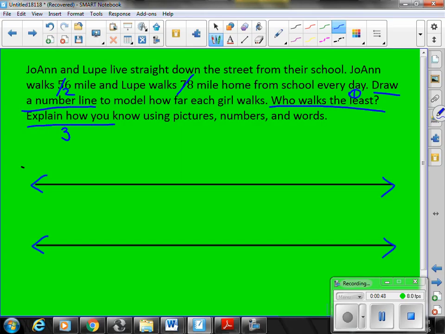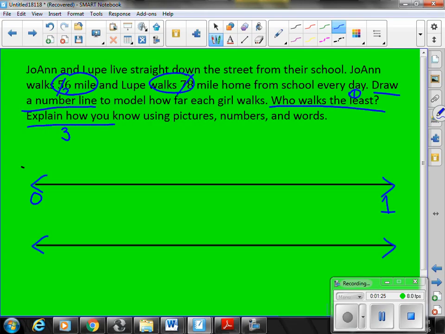What do I know? Well, I know that one girl walks 5/6 of a mile and one girl walks 7/8 of a mile. And I know that each of those distances is less than 1. So when I use a number line, I'm going to start at 0 and go to 1. And I'm going to try to partition this number line so that I could put each of these fractions on there. Today I made 2 number lines that are the same size because remember, when you're comparing, you need to have the same whole. So my number lines should be the very same size.